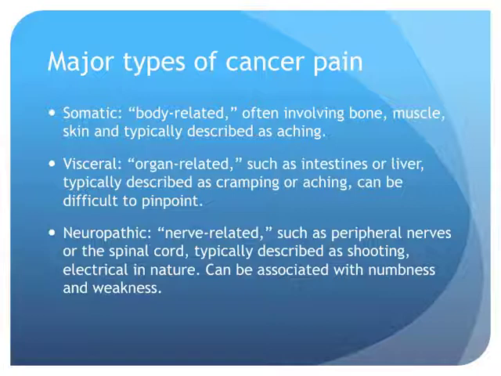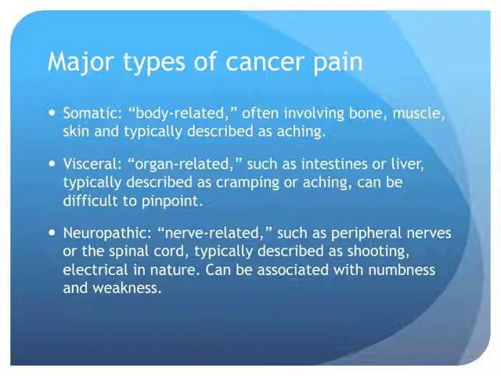Visceral is the second type of pain, and that is organ related. The term viscera refers to an organ, and so this is often due to involvement of the intestines, for example, or liver or other organs. It's typically described as cramping or aching, but can be very difficult to pinpoint. Patients often describe pain in their intestines more generalized over their abdomen, and it can be a very discomforting sensation in terms of not actually having a particular location to pinpoint.